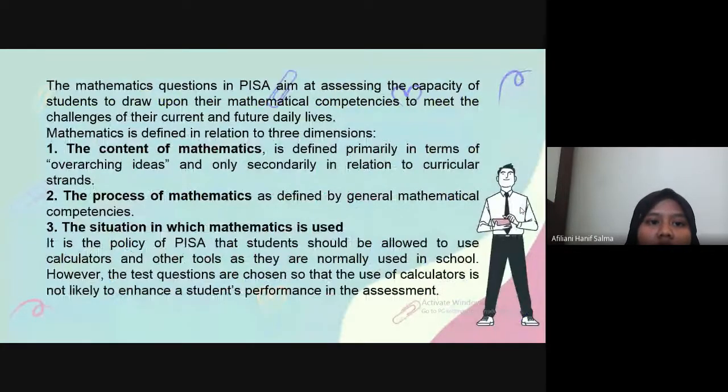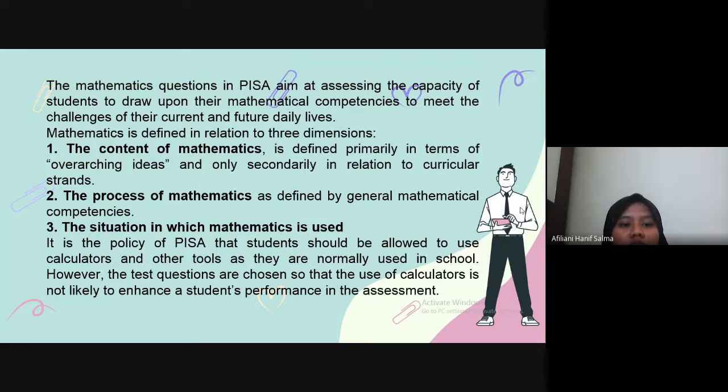And next is the mathematics question in PISA, aimed at assessing the capacity of students to draw upon their mathematical competencies to meet the challenges of their current and future daily lives. Mathematics is defined in relation to three dimensions. The first is the content of mathematics, which is defined primarily in terms of overarching ideas and only secondarily in relation to curricular strands.